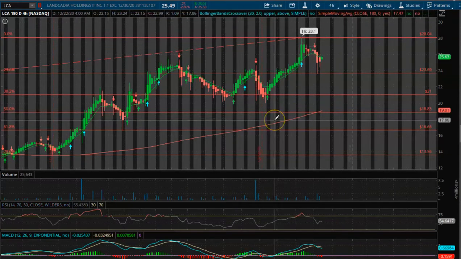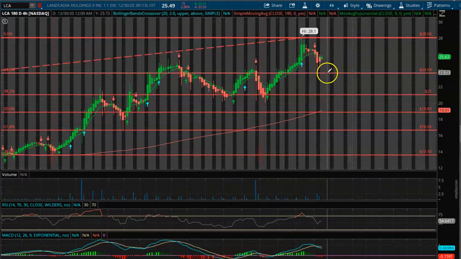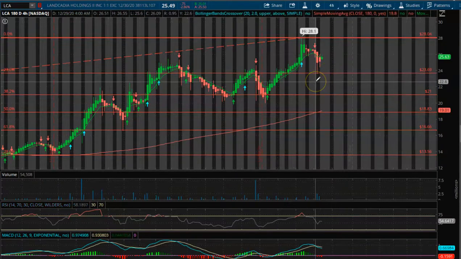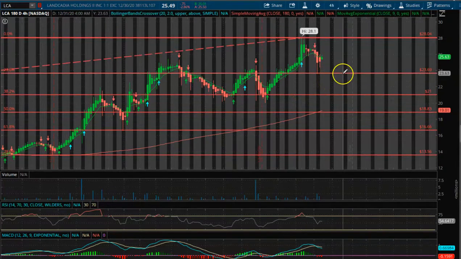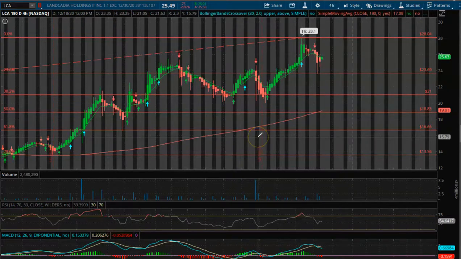So anyway, I just wanted to show you some things that I do in regards to entering a stock and kind of what I did today on the entry. I'll show you an update later on when I sell this particular stock and show you the profit that I made off of it.